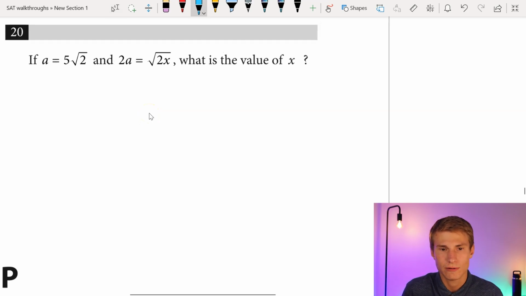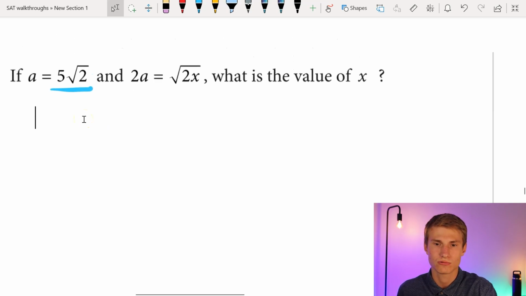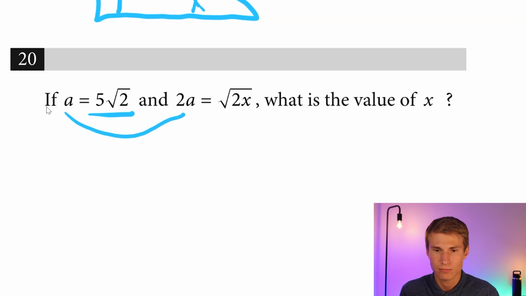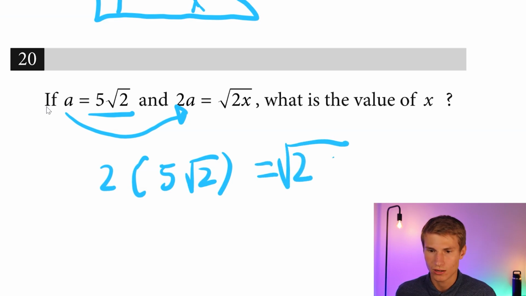All right, question 20. We have if A is equal to 5 times the square root of 2 and 2A is equal to root 2x, what's the value of X? All right, this one right here, we have A. We're going to go ahead and plug that in, and then we're going to start working to isolate X and get it out of that square root. So we're going to have 2 times 5 times the square root of 2, and then that's going to be set equal to the square root of 2x.